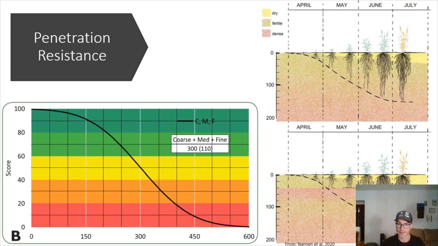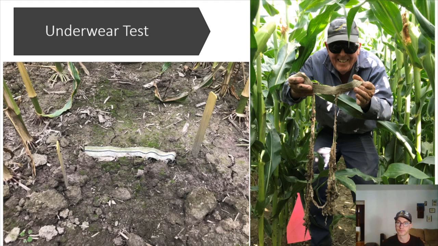Here we can see on the top an uncompacted soil where those roots are able to grow all the way down through. At the bottom, we've got a line here where we have a compacted layer, and really those roots kind of stop growing at about the depth of that compacted layer. So when things do start getting drier later on in the summer, they just don't have the roots where the water is to be able to grow through it.